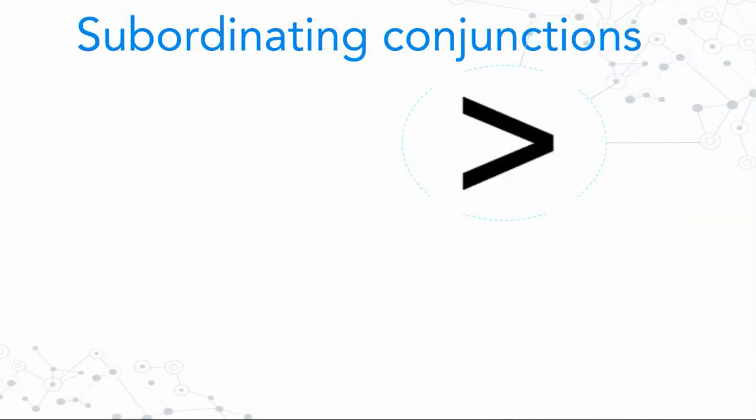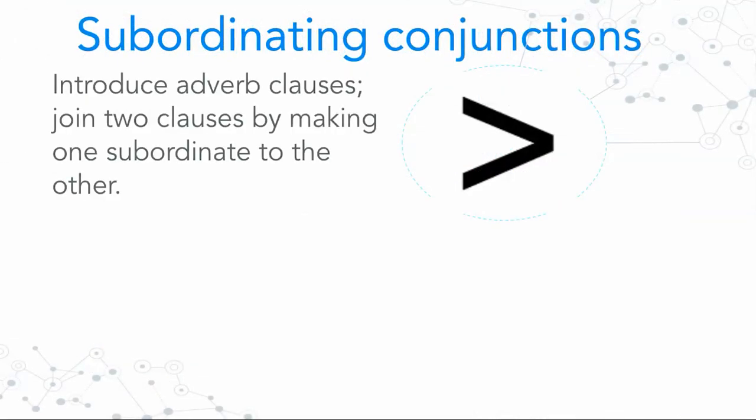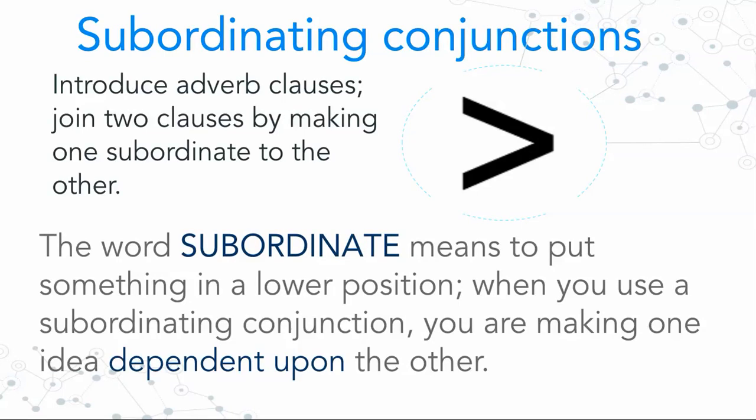The third type is the subordinating conjunction. These introduce adverb clauses, which basically means that it joins two clauses by making one of them subordinate to the other. The word subordinate means to put something in a lower position. The prefix sub means under. When you use a subordinating conjunction, you're making one idea dependent upon the other.